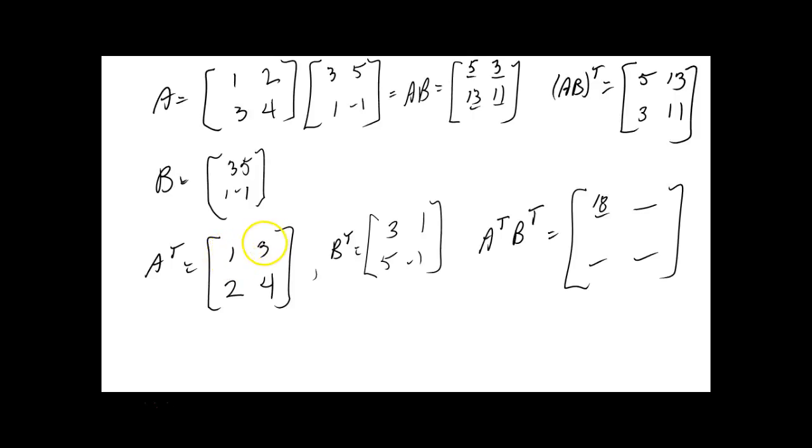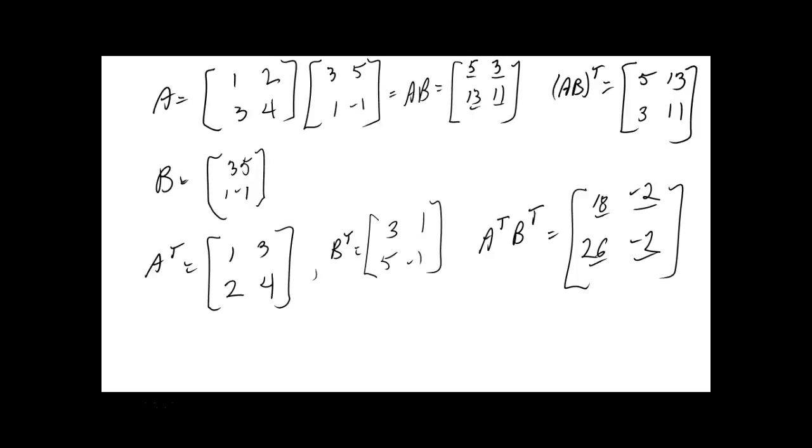1 times -3, that would be a -2. Okay? And 6 plus 20, which is 26. Okay? And then 2 plus -4, which is -2. Okay. All right. Now, doesn't look very familiar, does it?